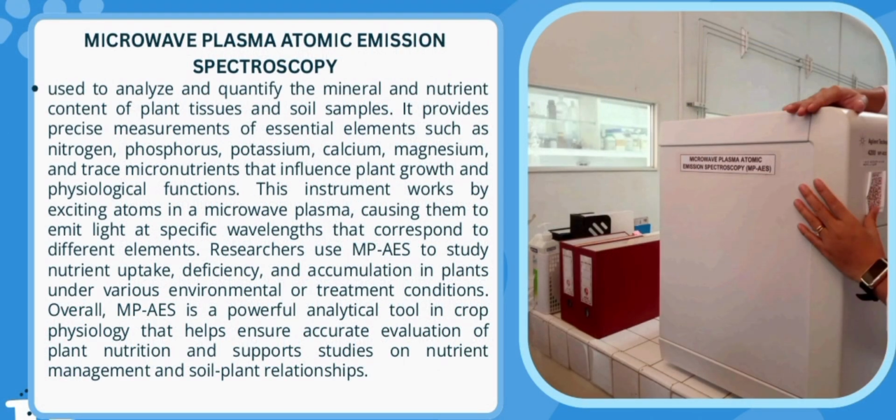Microwave plasma atomic emission spectroscopy. Used to analyze and quantify the mineral and nutrient content of plant tissues and soil samples. It provides precise measurements of essential elements such as nitrogen, phosphorus, potassium, calcium, magnesium, and trace micronutrients that influence plant growth and physiological functions. This instrument works by exciting atoms in a microwave plasma, causing them to emit light at specific wavelengths that correspond to different elements.